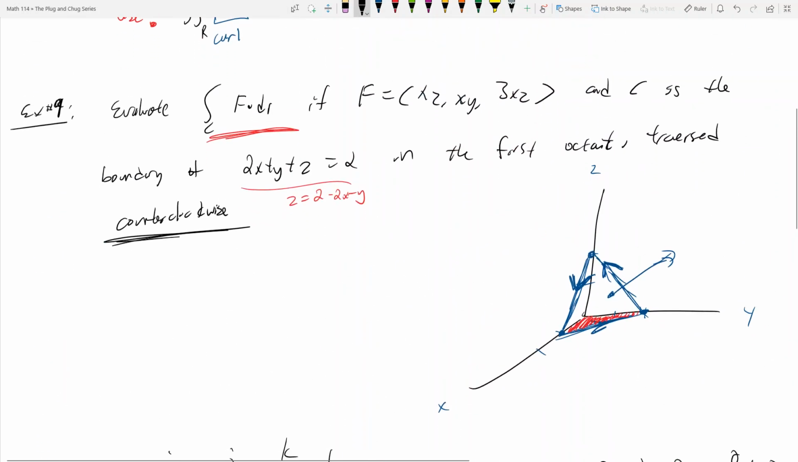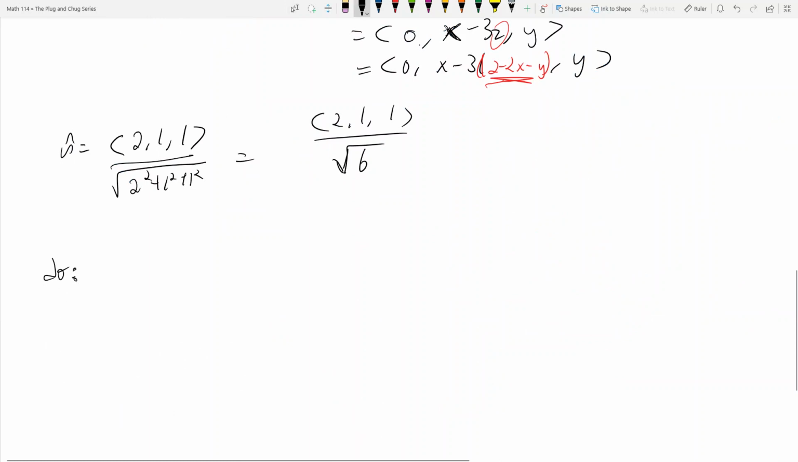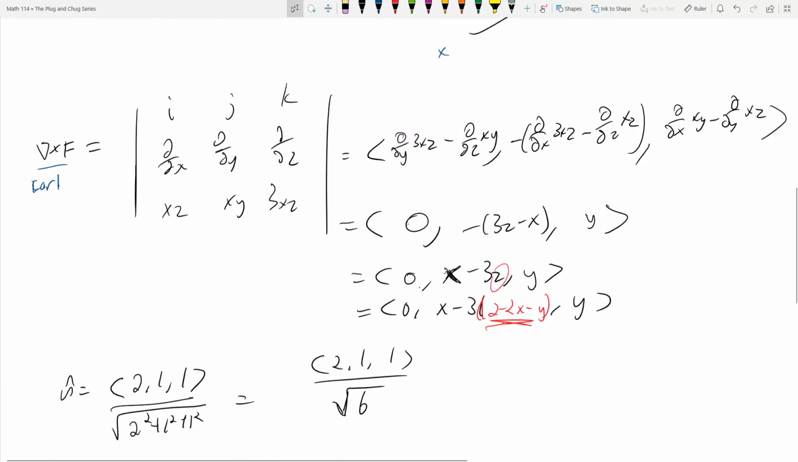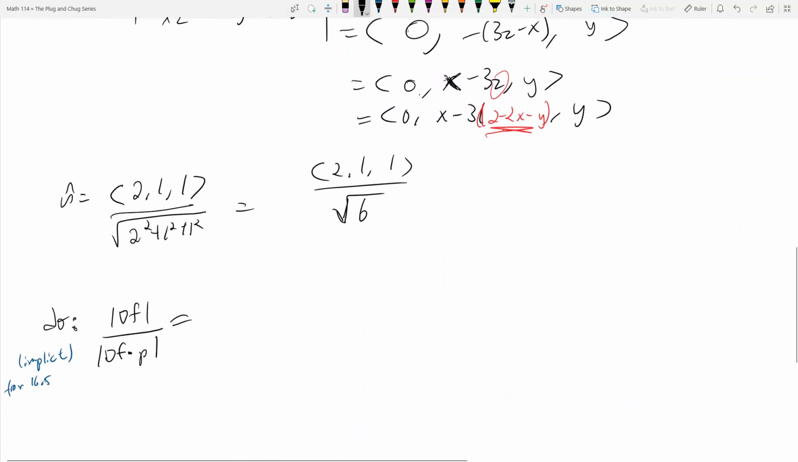But here, since we're shadowing into the xy plane, we're going to let d sigma equal the magnitude of the gradient of f over the magnitude of the gradient of f dot p, and then you take the absolute value of that. So this is the implicit one from 16.5. This should look familiar. And because we shadowed into the xy plane, again, look at the red, p is equal to 0, 0, 1, because we're in the xy plane.